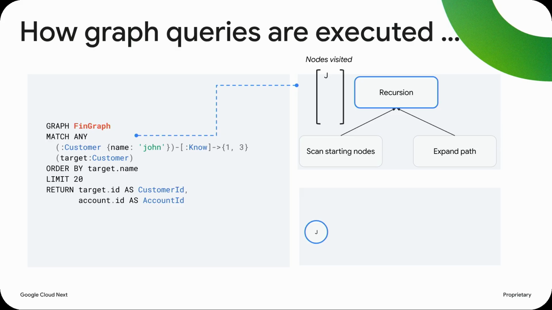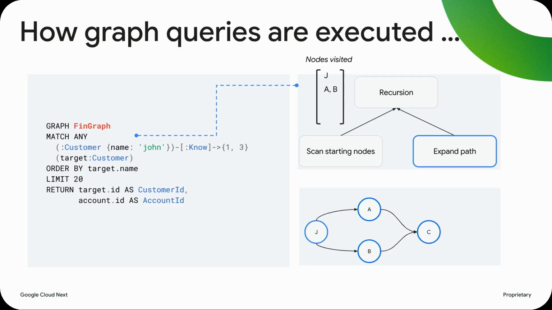Then the recursion operator keeps track of the nodes you already visited, to make sure you don't do duplicate computation. Then you expand from J to A and B, the 2 more nodes it connects to. Again, the recursion keeps track of A and B, because you want to dedupe along the way. Then you keep expanding from A and B, and they reach a common node C.